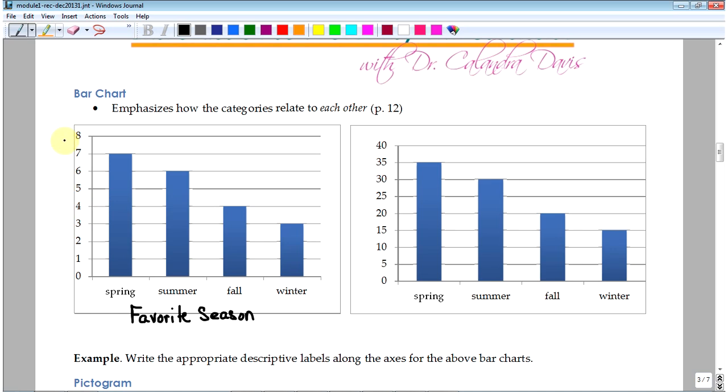And then along the y-axis, okay, let's see, for spring, we see that we have a value of 7. For summer, a value of 6. These were the counts, or the number of responses. Okay, well, note that for the bar chart to the right of this one, the general shape is the same. But if you look at your y-axis, the value for spring was 35, for summer was 30, for fall was 20. So remember, that was the percentage of responses.